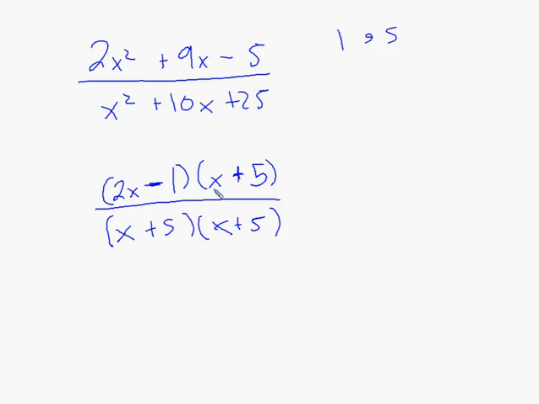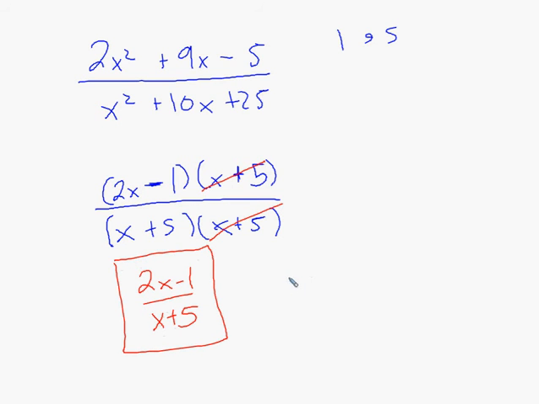X plus 5. Yep. Now, I'm not going to cancel both of them in the denominator. I just cancel one of them. So our final answer, 2x minus 1 over x plus 5. And that's our reduced form. Again, we are simplifying. We are not solving. Simplifying.